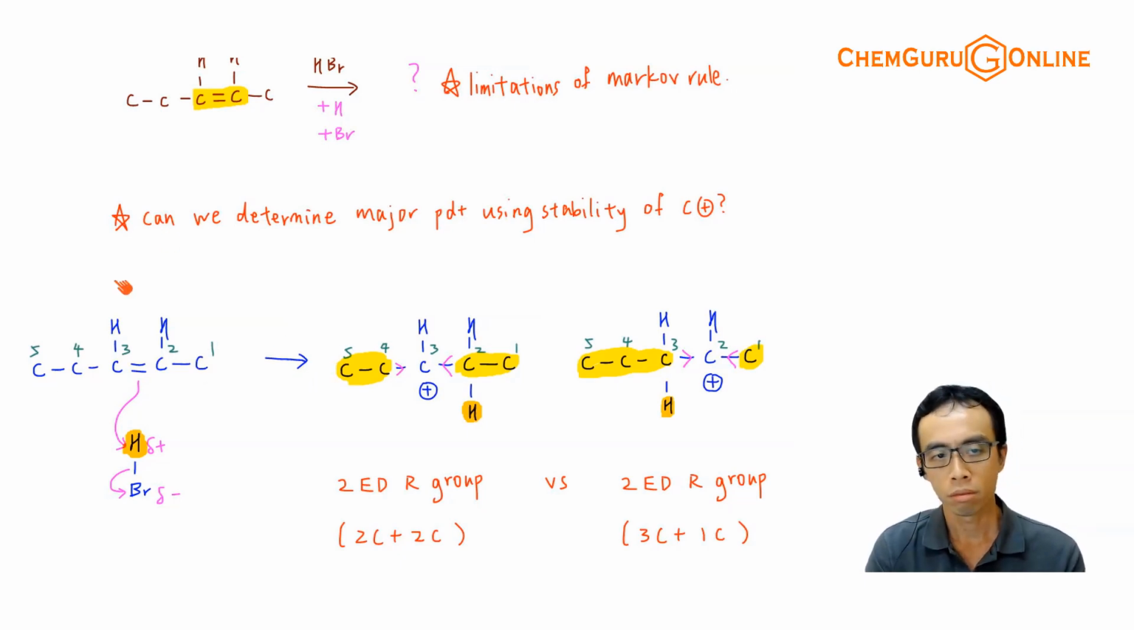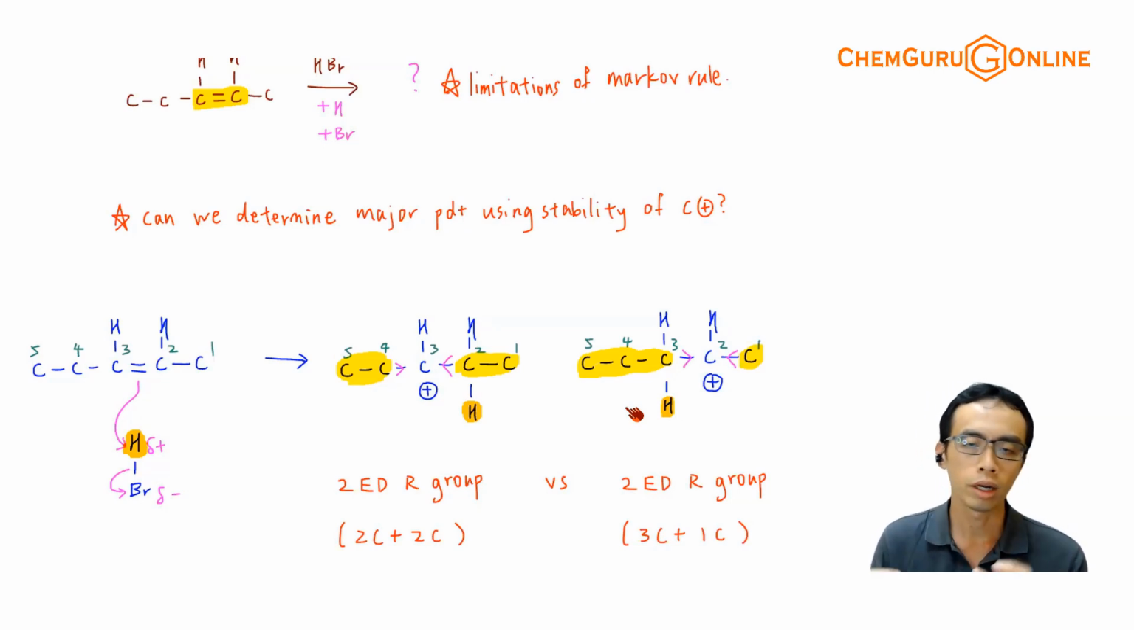Now, based on the same alkene, I work out the first step. Of course, hydrogen is the electrophile. Hydrogen joins to either carbon 2 or carbon 3. If hydrogen joins to carbon number 2, the carbocation ion will be something like this. If hydrogen joins to carbon number 3, my carbocation ion will be something like this. So I have two different carbocation ions, and I want to compare the stability of these two. Which one is more stable? Which one has more electron donating R groups?